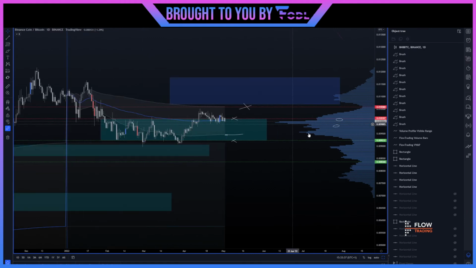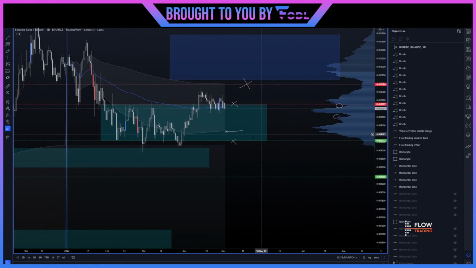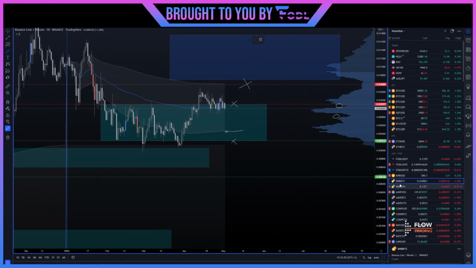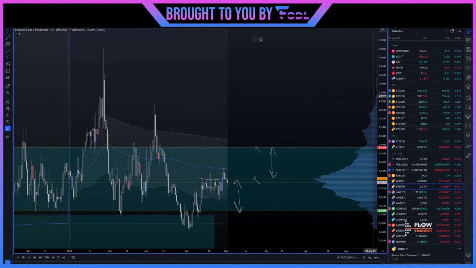Nevertheless, as we stand right now, I think that we could potentially see a rotation back inside of this range here, right? So again, this is resistance and this is support, and I'd be taking profit around about this level because we could bounce there. All right, so that's basically what I'm saying on Binance versus Bitcoin. Binance versus Ethereum.